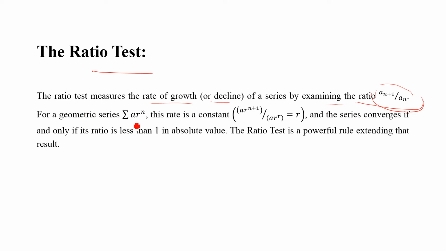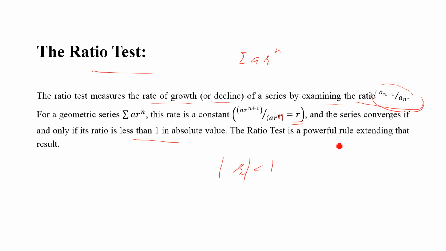So for a geometric series sigma a r to the n, if we take the ratio of two terms, we are going to have a r to the n plus 1 divided by a r to the n. This must be n, there is a typo. So after the cancellation, we are going to have r. So this ratio is equal to r. And the series converges if and only if the ratio is less than 1, if the absolute value of r is less than 1, right?